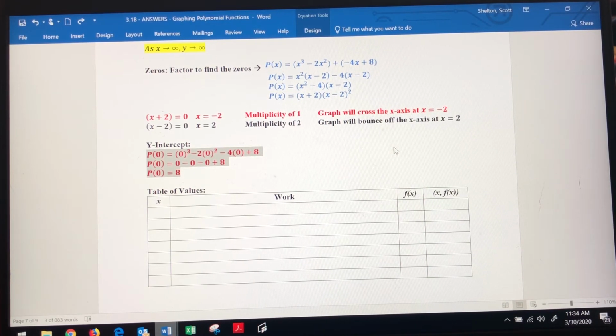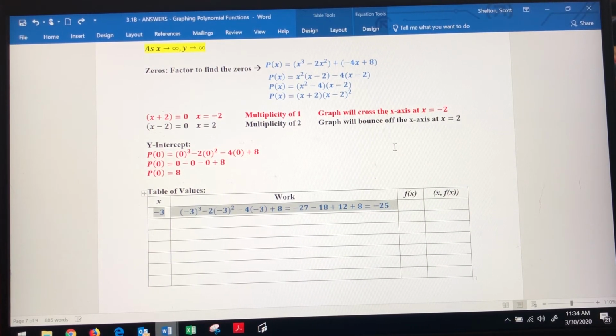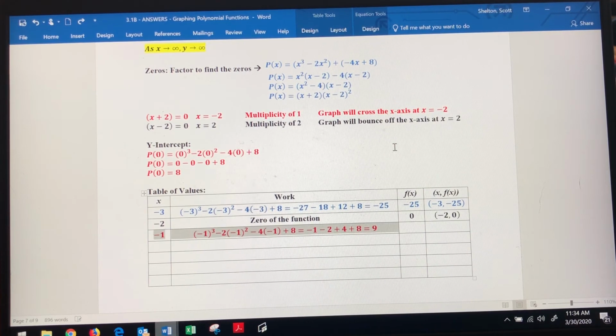All right, so our smallest x-intercept was -2. I'm going to go a little bit to the left of that, so -3. Plug it into the original function, do the math, and I get -25. Okay, so the point -3, -25 is on the graph. Okay, we know the next value is going to be my x-intercept, the smallest one, -2. Okay, now I'm going to plug in -1 just to see where we are on the graph. Okay, I'm going to get -1, +9. Okay, so at that point we'll be on the graph.